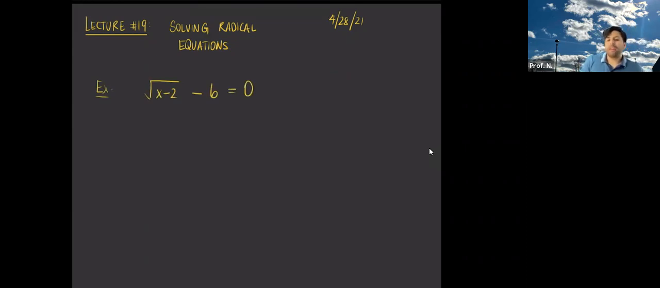Okay, so we have a radical equation here. This is an example of a radical equation. The moment you see a radical in it, it's a radical equation. Now, what do we want to do? We want to isolate. So the first thing is isolate the radical expression.